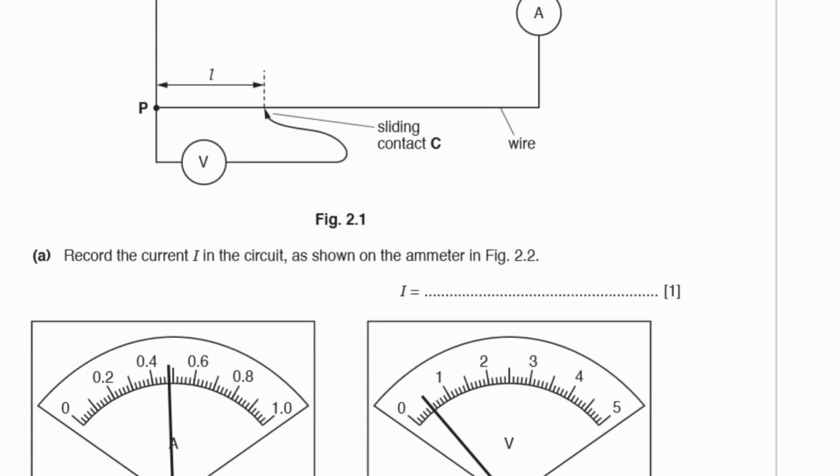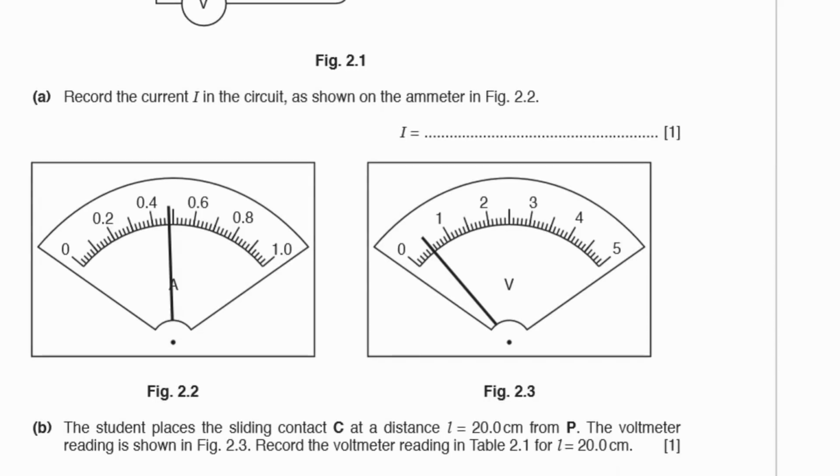Alright, so let's go down to the ammeter. Figure 2.2. Right, so one on the left. Now if we look at that, this section here is 0.5, so that means that this is currently located at 0.48. And look closely, no units. So make sure you write them in.